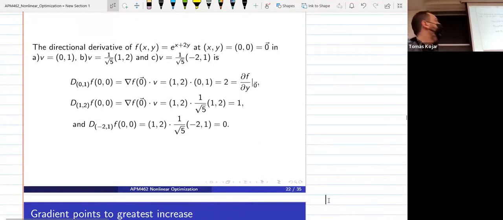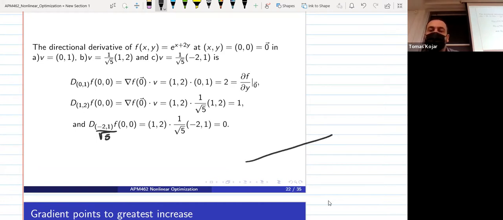Another one that's very interesting is to take the direction with minus 2, 1. This is interesting because it looks very familiar, right? It almost looks like 1, 2. And pictorially is as follows. So 1, 2 is like this, and minus 1, 2 is like this.